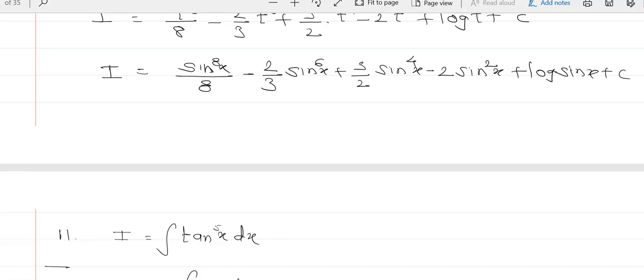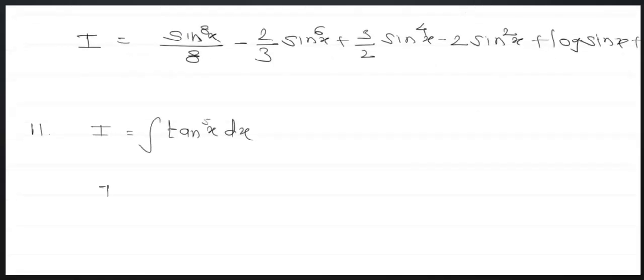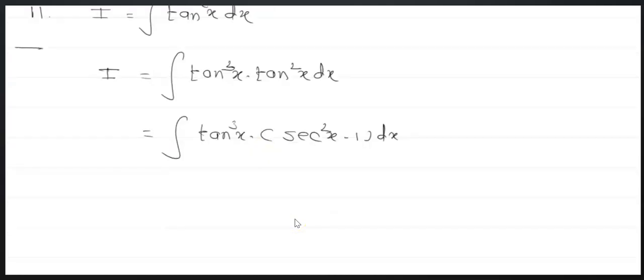Now question number 11. The next problem is the integral: I is equal to the integral of tan of x raised to 5, that is tan cube x into tan square x dx. Now this tan square x can be written as sec square x minus 1.